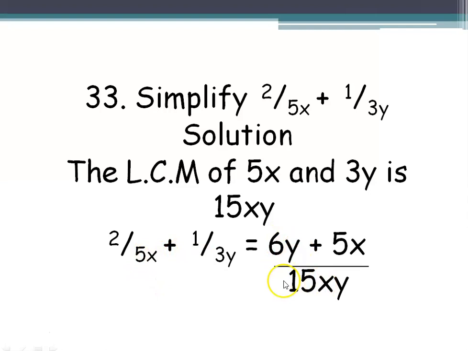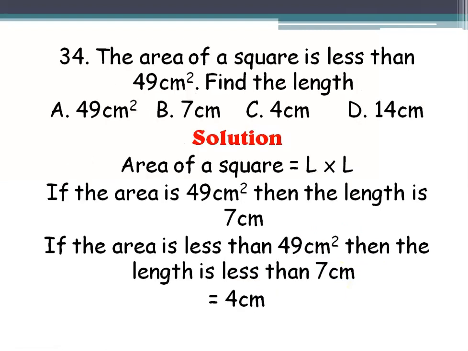Then 5x in 15xy will give me 3y. Then I'll say 3y times 2, 6y. And then 3y in 15xy will give me 5x, and then 5x multiplied by 1 will give me 5x. So 6y plus 5x divided by 15xy is the final answer. Do you understand that? Okay.